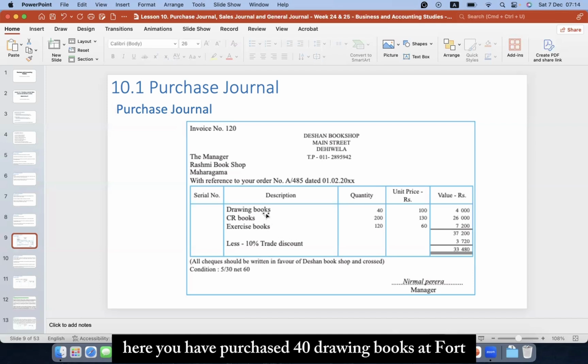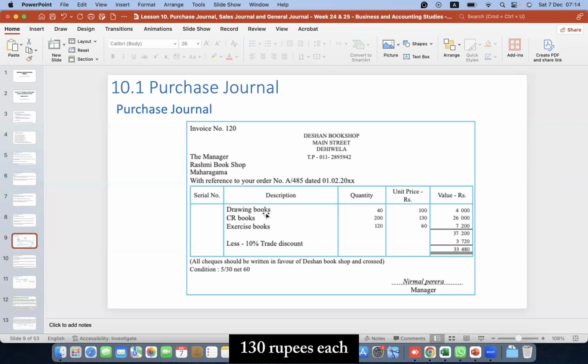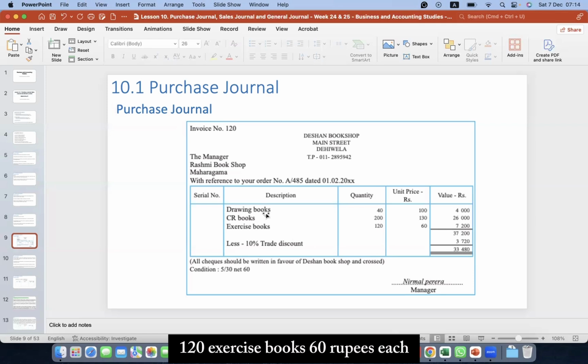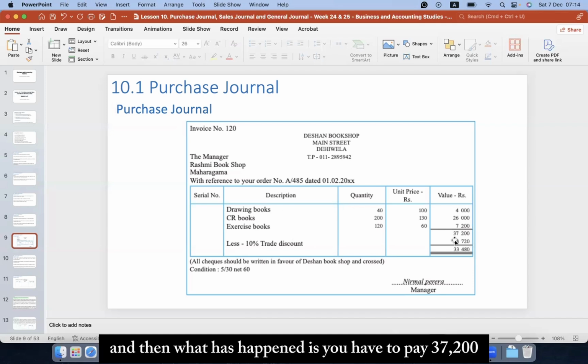For example, here you have purchased 40 drawing books at 100 rupees per book, 200 CR books at 130 rupees each, and 120 exercise books at 60 rupees each. And then what has happened is you have to pay 37,200.